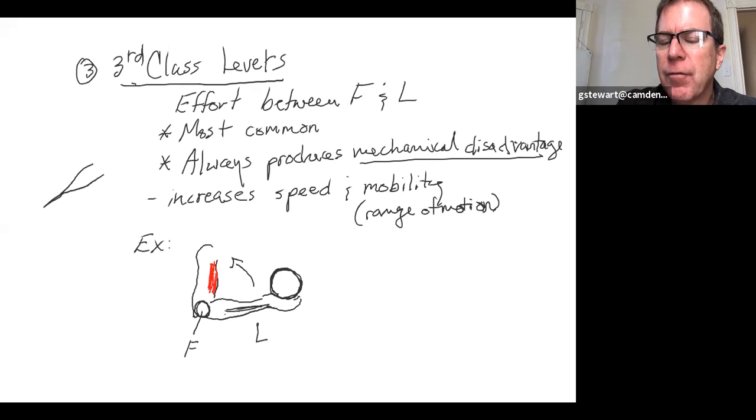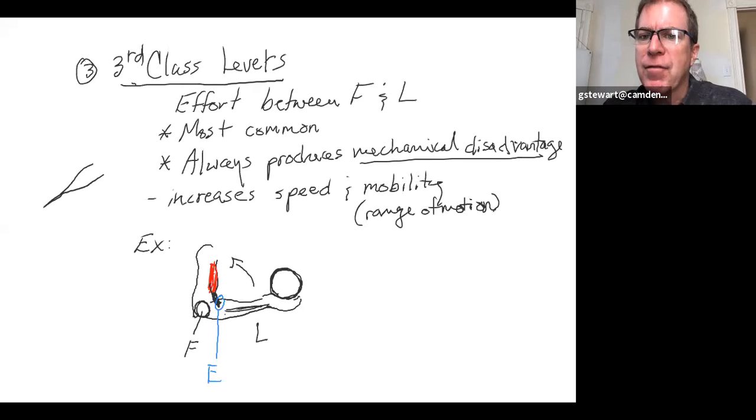The insertion tendon of the biceps brachii is actually on the radial tuberosity right here. So this point, I'll circle it in blue. That is where the effort is focused. So the effort is actually between F and L. That makes more effort required in order to move that lever, but it also increases speed and range of motion. That was the most complicated part of this chapter.